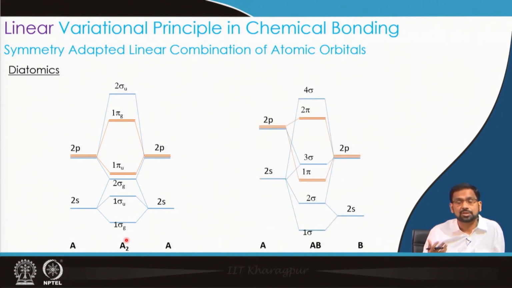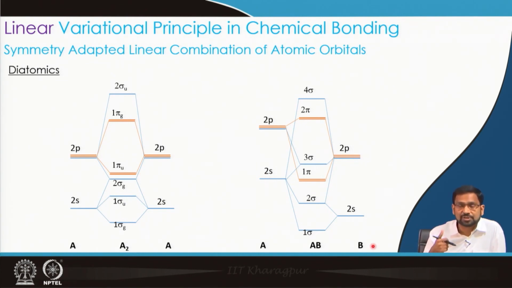Now, we extend our discussion to heteronuclear systems. When you have heteronuclear systems, the key difference is that the two atoms have different electronegativity. Based on their electronegativity, the relative energies of these orbitals will change. For example, here in this picture, it shows that the 2s orbital of B is much lower in energy than the 2s orbital of A. So, this would suggest that B is a more electronegative atom compared to A. So, we have, let us say, carbon monoxide, C and O, in this picture.